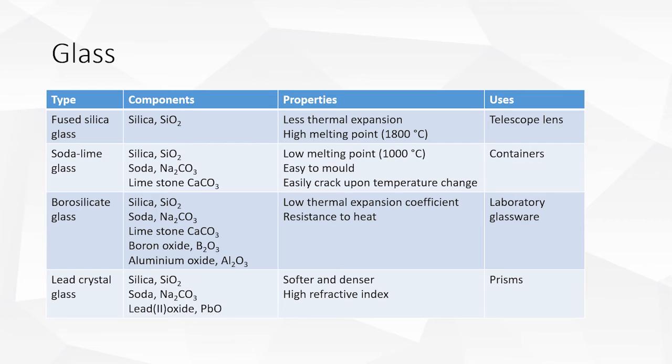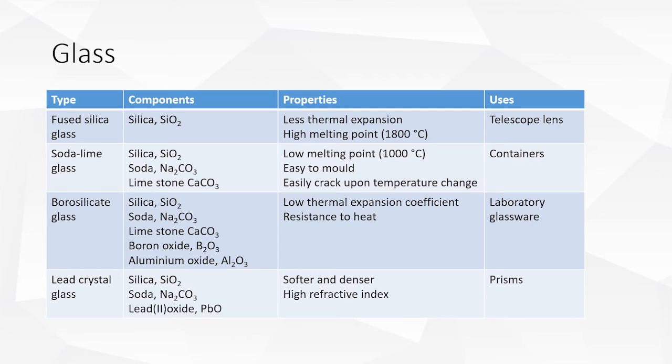Its light transmission properties as well as low melting temperature make it suitable for use in window glass. Its smooth and non-reactive surface make it excellent as containers for food and drinks. However, it is easily cracked upon temperature change. Next, let us discuss the next glass.